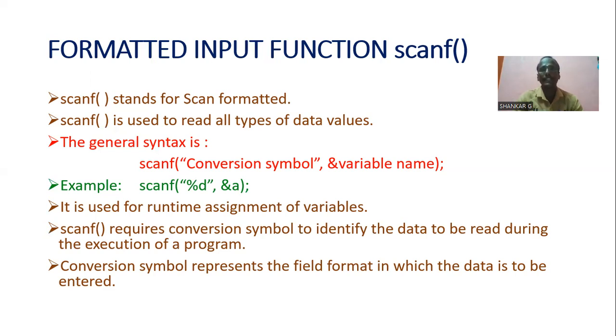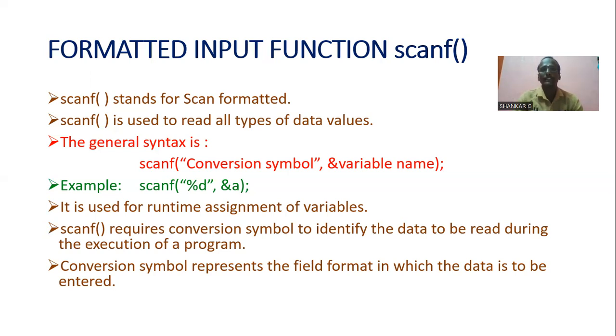Right? An example is given here: scanf, we have one %d, that is one format specifier or conversion symbol, and one variable called a, and a is preceded with the ampersand symbol. So how many variables we are giving here? The same number of format specifiers or conversion symbols must be there in this scanf statement. For example, if you are using two variables, two format specifiers must be there.